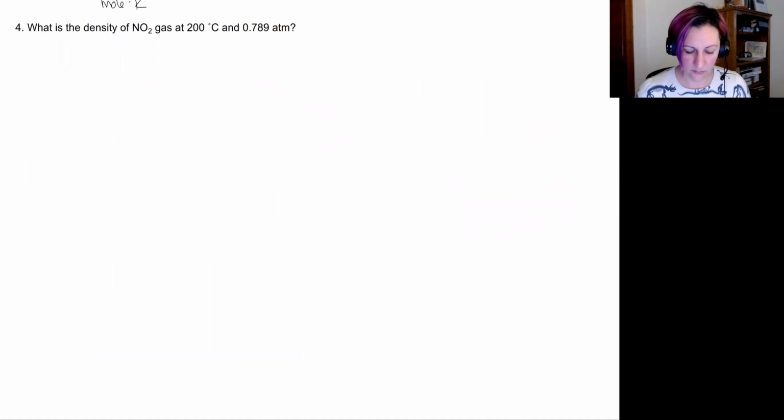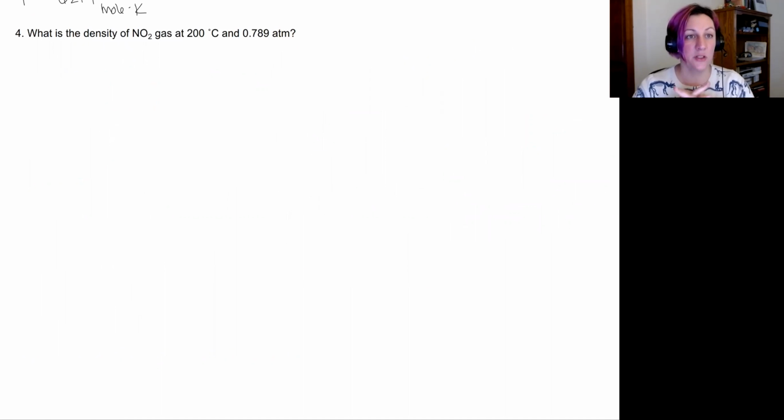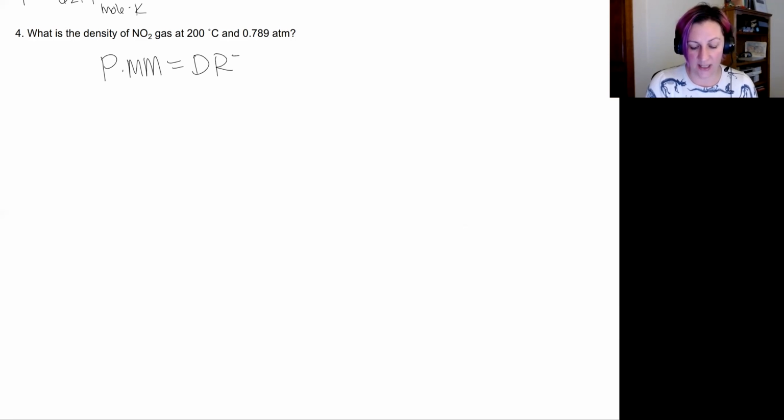All right. So here we're looking at NO2 gas, and we want to know the density at 200 degrees Celsius and at 0.789 atmospheres. So now we are actually working with density. So this means that we can pull out that density equation that we had developed before, that pressure times molar mass is equal to density times our gas constant times temperature. Now, looking at this, we can take some of the information from our problem and set that up and figure it out.